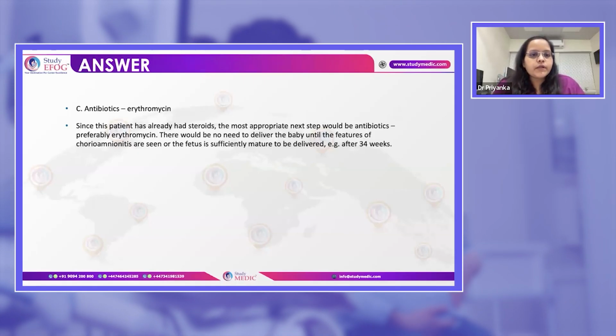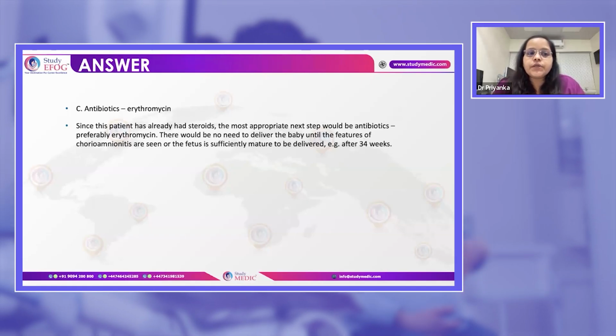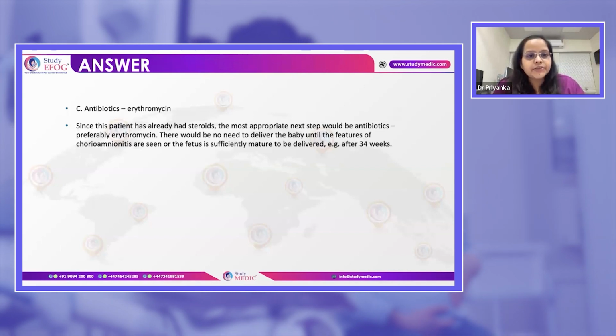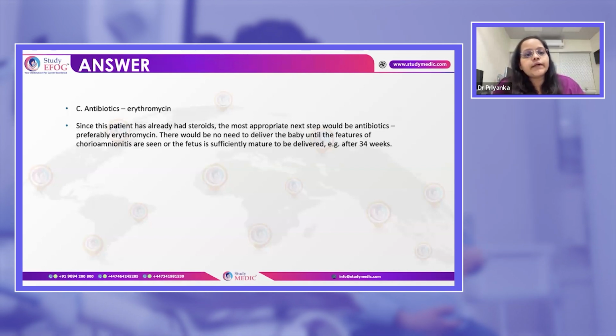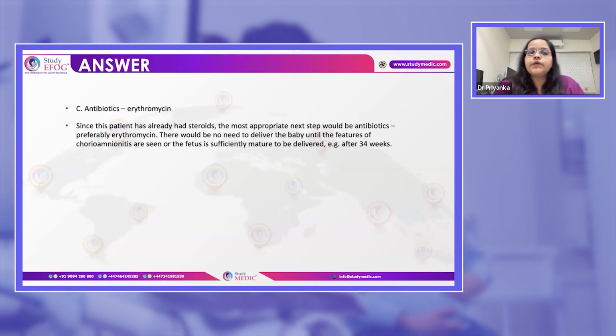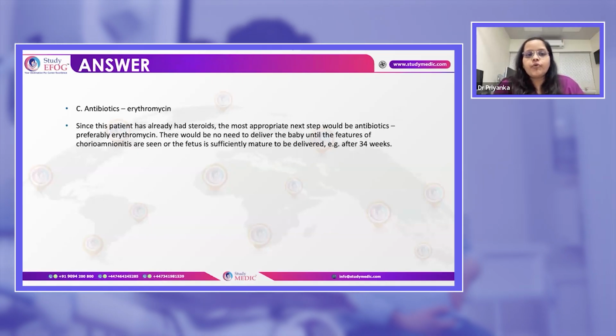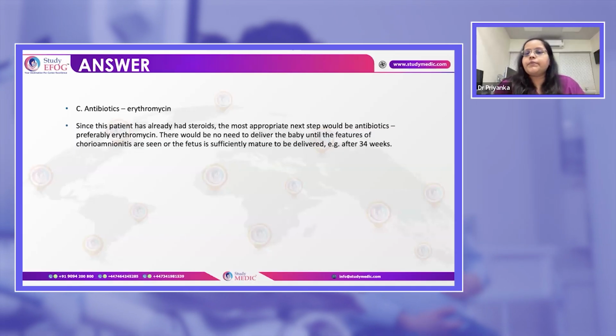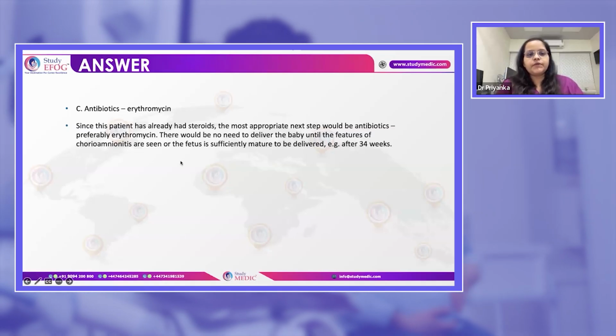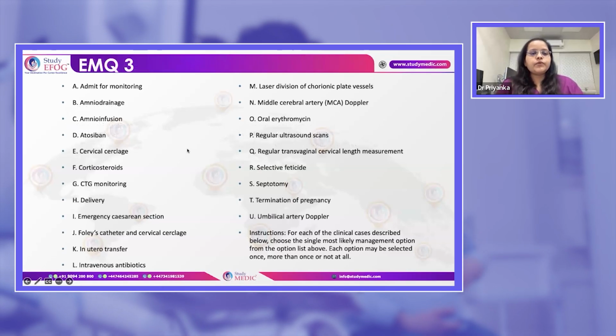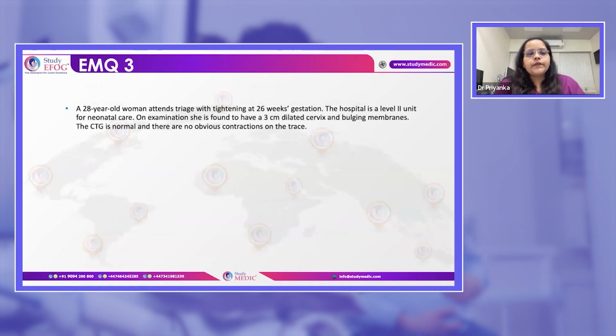But till that time, to avoid the risk of infection, we need to give her antibiotics, that is macrolides, after checking the allergy. The dose here, according to the ORACLE study of erythromycin, we give 250 mg 4 times a day for 10 days. Okay, so that has been found to be beneficial when the patient comes with PPROM, and that should be given. Now coming to question number 3, here we have to see what is the single most likely management option from the above options. Okay. Now here is a 28-year-old woman.